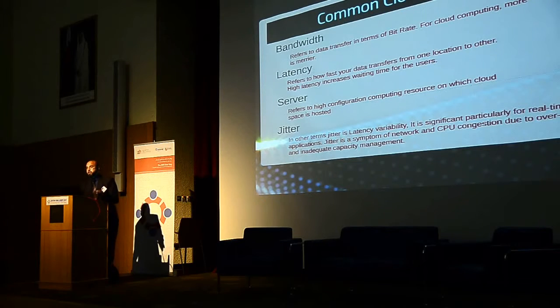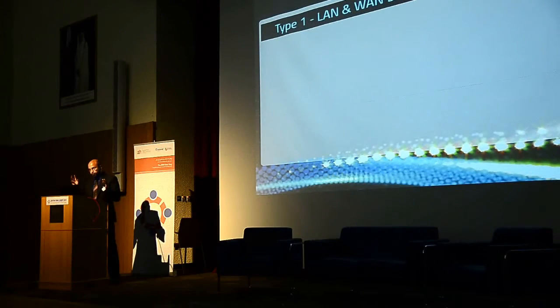Some of you may have faced this situation before, that your mouse click has a jitter on the screen. That happens because of the variability in the latency. So these are very, very common terms in cloud terminology. And from here, we are going to discuss three types of cloud systems which are in use and under development.